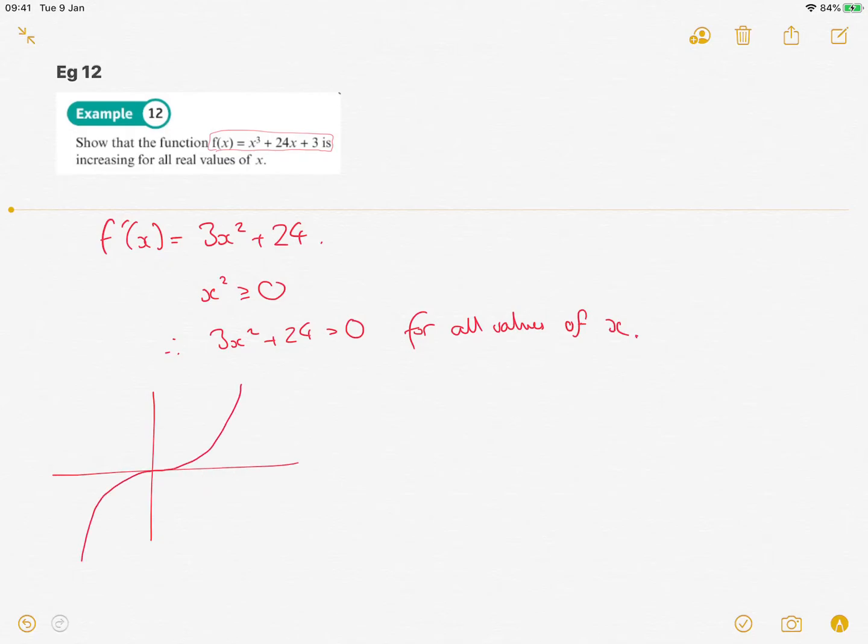So we know that it looks like a cubic, something like that. What we're saying is that, remember, when we're finding the gradient, we're finding the gradient of the tangent at various points on the graph. So what would my gradient be there? Well, it might be something like 4. What about my gradient here? Again, it's going to be positive, and we can see that wherever I draw my tangent on this graph, even though it gets quite shallow here, it's still going to be positive.